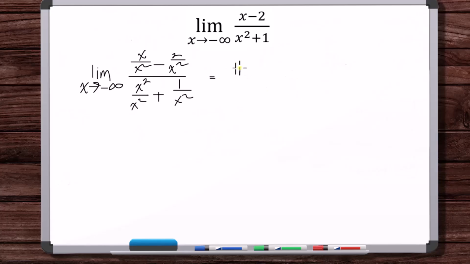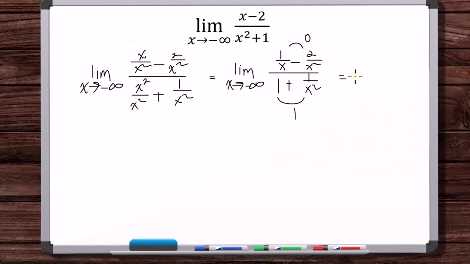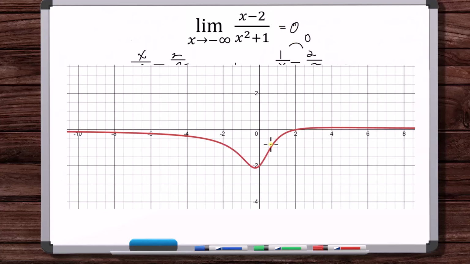So you have 1 plus, then, okay, so this goes to 0. The numerator goes to 0. The denominator goes to 1. So this limit goes to 0. And that's what we see. As x goes to negative infinity, the function approaches 0. There's a horizontal asymptote at y equals 0.